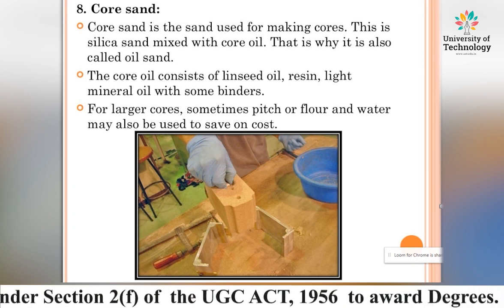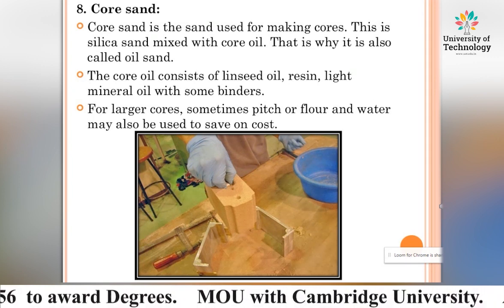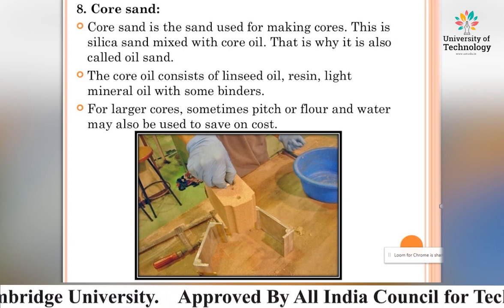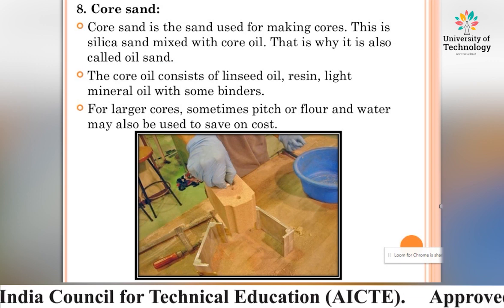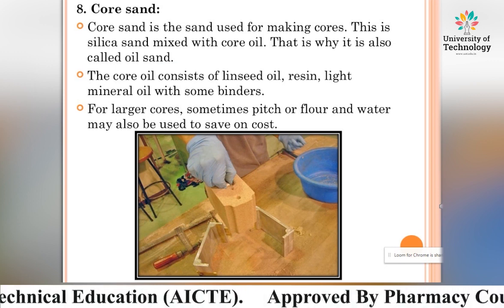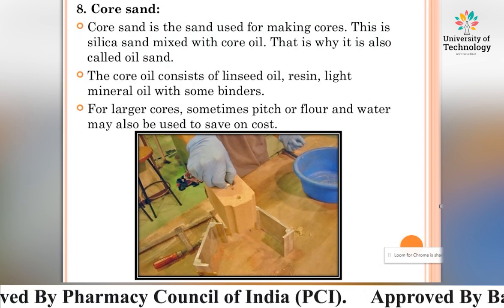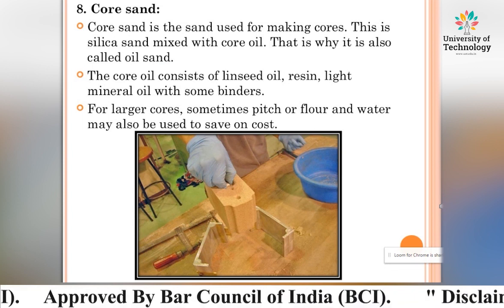We can see the core sand clearly in this picture. The core oil consists of linseed oil, resin, light mineral oil with some binders. For larger cores, sometimes pitch or flour and water may also be used to save on the cost.